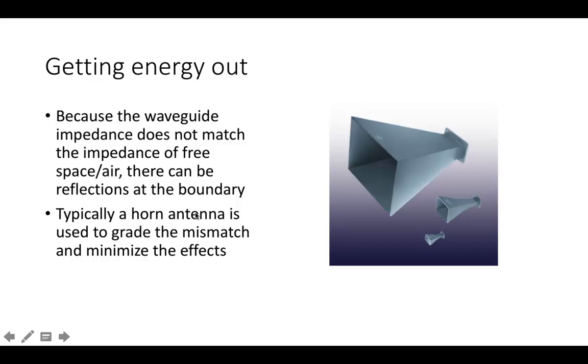The biggest issue usually is how do you get your energy out without reflecting it back into the guide and ultimately back to the magnetron, or whatever you're using to create your microwave field. So this just has the effect of grading that mismatch, so that if you do have reflections, they're usually occurring in this antenna, and the geometry is such that they can, interestingly enough, often be redirected back out. So the horn antenna is used for that region.